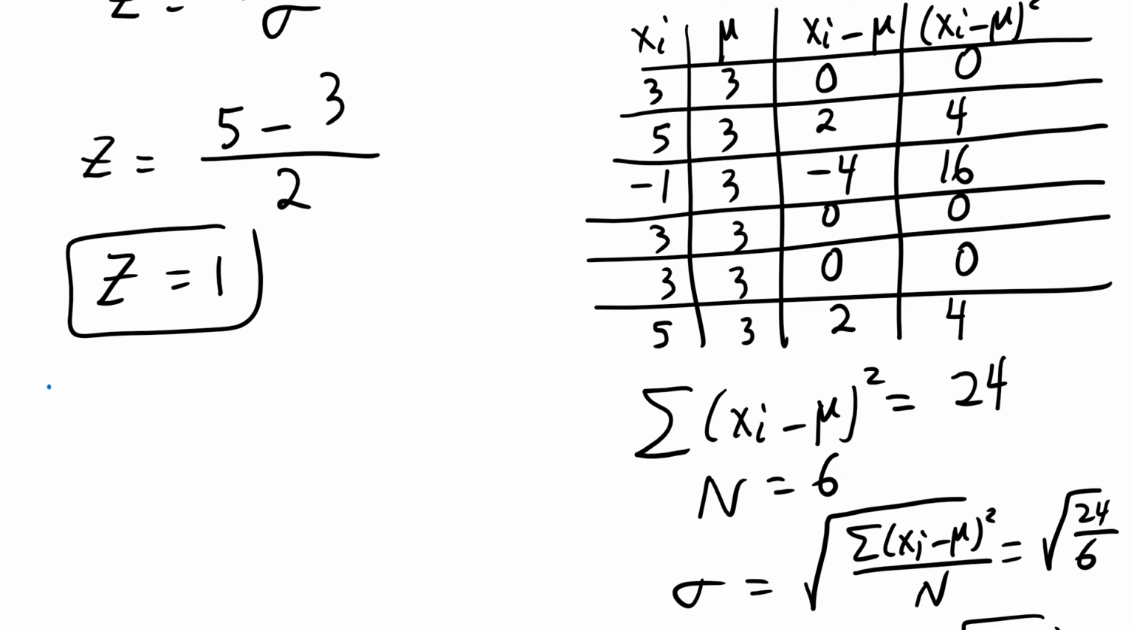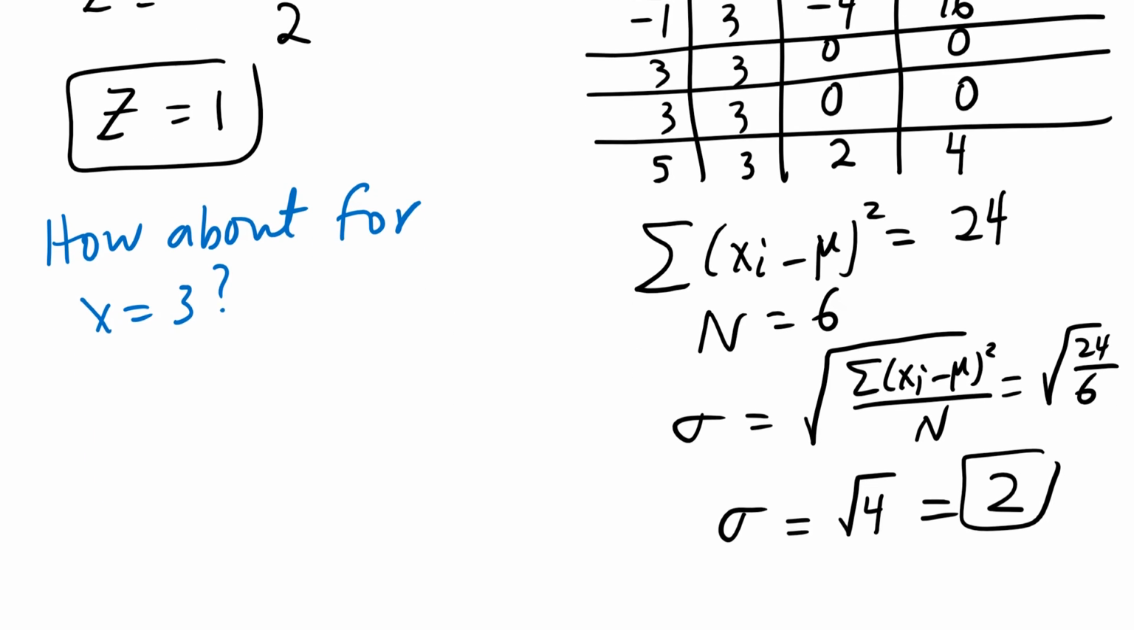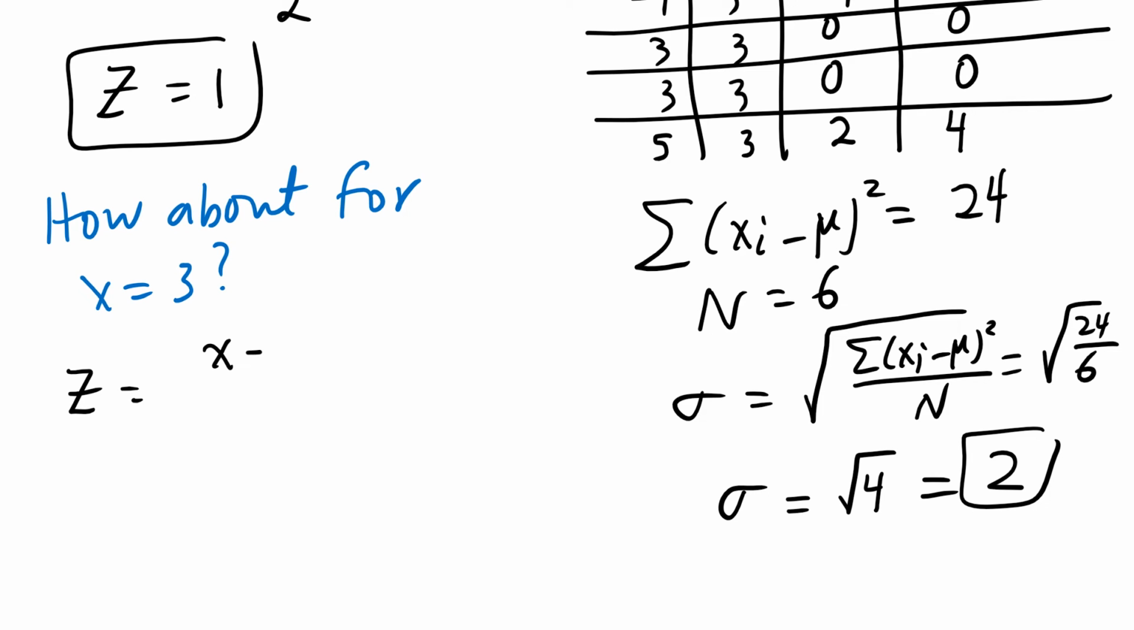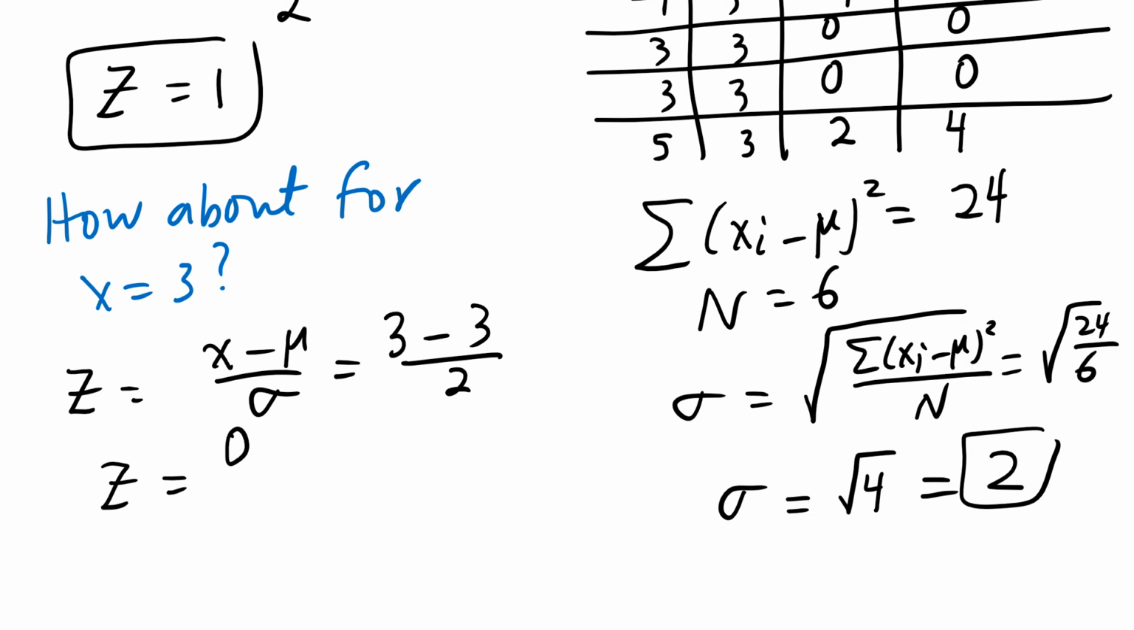How about the same data, and we need to standardize x equals 3? What do we get? What is the z? So z would be x minus, again, mu over standard deviation. x is 3 given, the mean we found is 3, and the standard deviation was 2. So we get 3 minus 3, 0, over 2, which is 0. That's the z value.